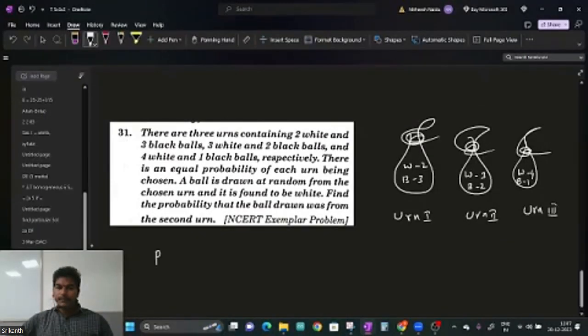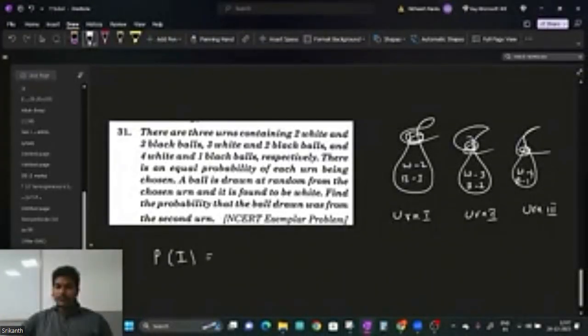So he said, what is the first arm chosen probability? 1 by 3. And the second arm chosen probability will be P of 2. It is also 1 by 3. The third arm chosen probability will also be 1 by 3. Okay, right now like this.